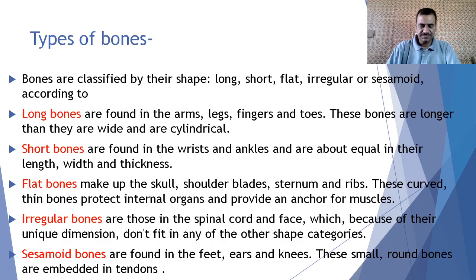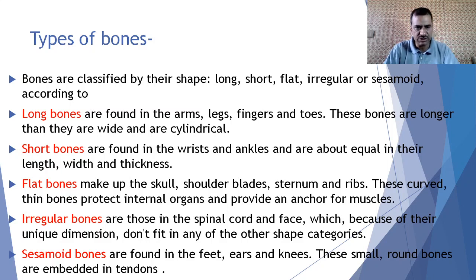So as per this classification, the bones are long bone, short bone, flat bone, irregular bone, and sesamoid bones. Long bones means they are long, and especially they are found in the arms and legs and fingers. Short bones are short and small, and they are in the wrist and ankles. We will see them later one by one when we discuss the bones.